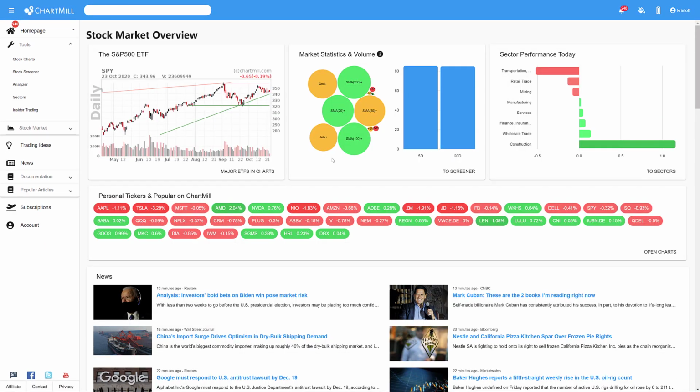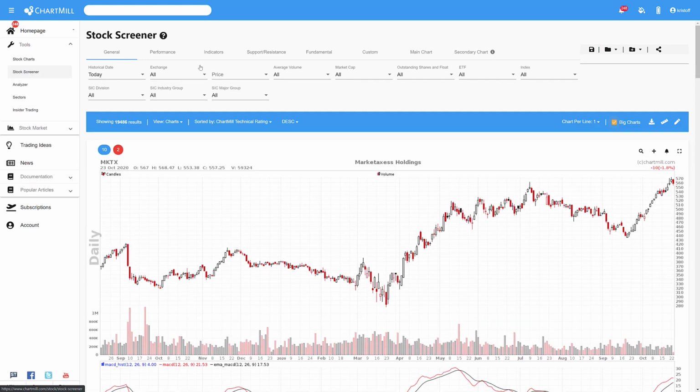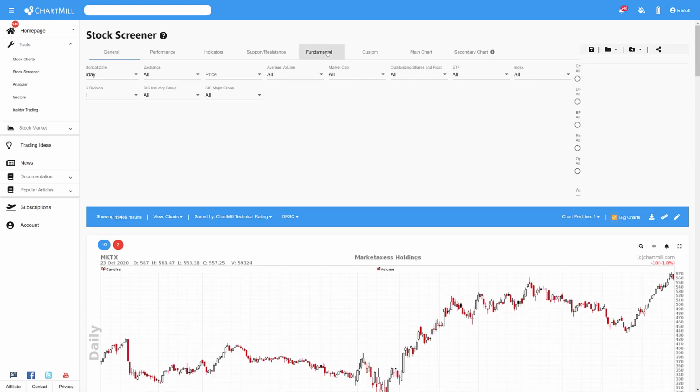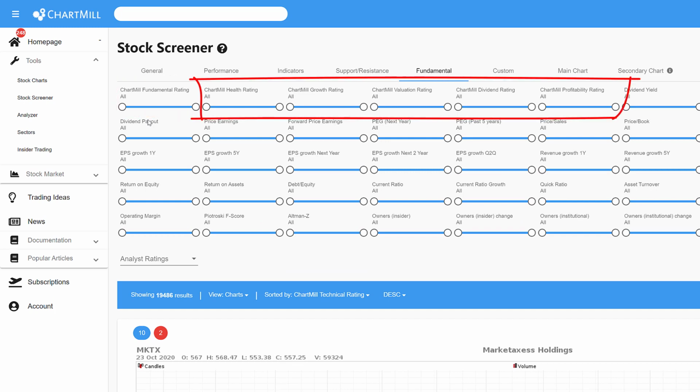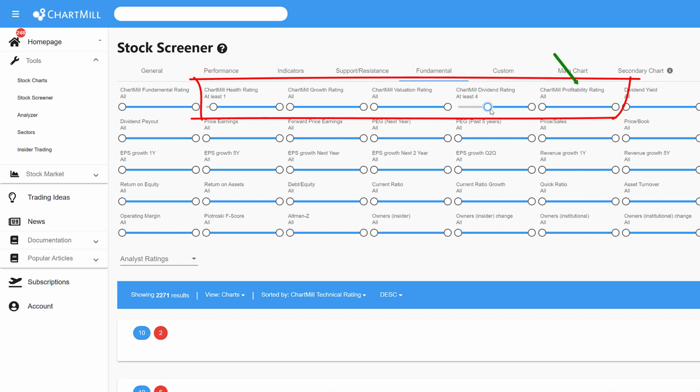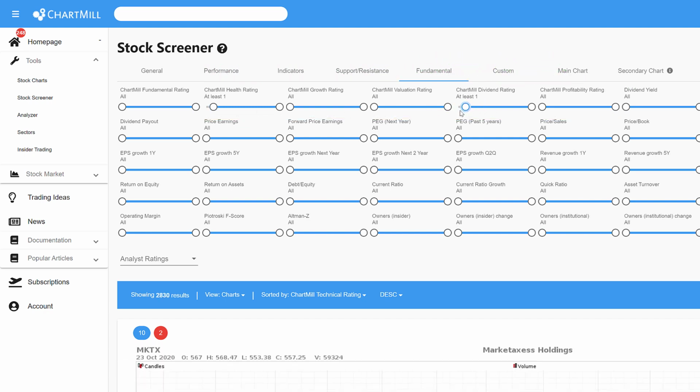Combining these pocket pivots filters with some additional fundamental filters is where the real strength of our stock screener comes into place. Under the tab Fundamental, on the first row, 6 fundamental rating tabs are visible. The first one is a general fundamental rating. The other 5 highlight a specific aspect, in this case the company's financial health, growth, value, dividend policy, and finally profitability.